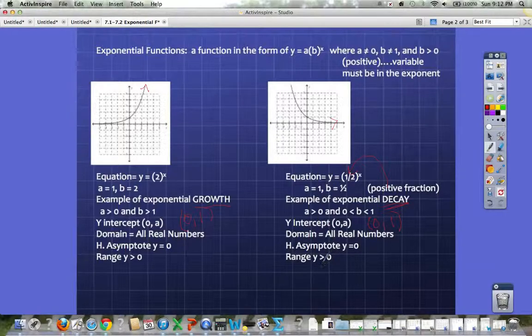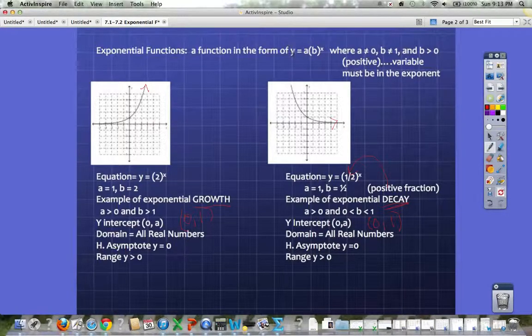Not greater than or equal to, but greater, because as it approaches positive infinity, it is going to get closer and closer and closer to 0, but it will never be 0. Okay? Because unless you have the whole entire population of animals completely wiped out, there's going to be something somewhere. Okay? All right, so that's exponential growth and decay. Very important that you know those graphs.